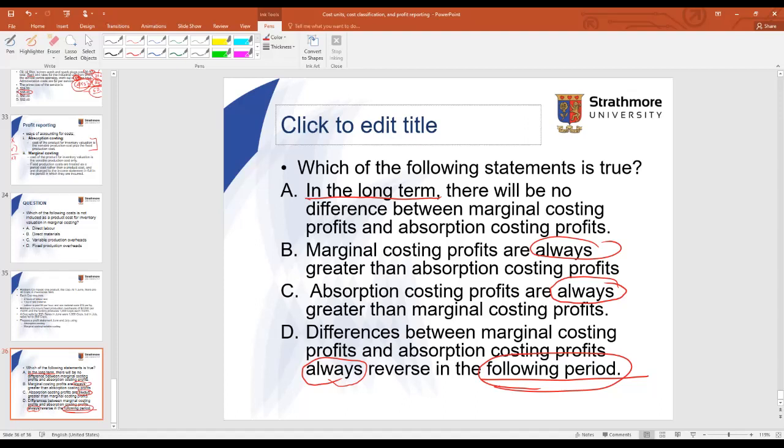Okay, so that was on that topic, on cost classification and profit reporting. I guess it's an easy topic. What you have to be careful about is the profit reporting and how we determine the value of the stock.